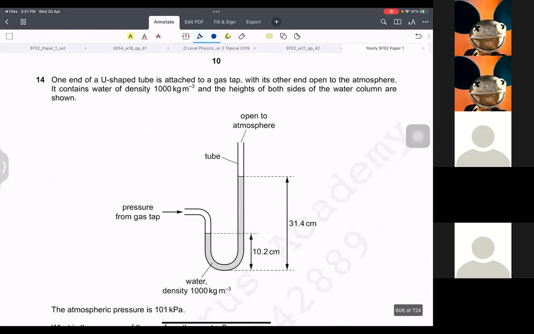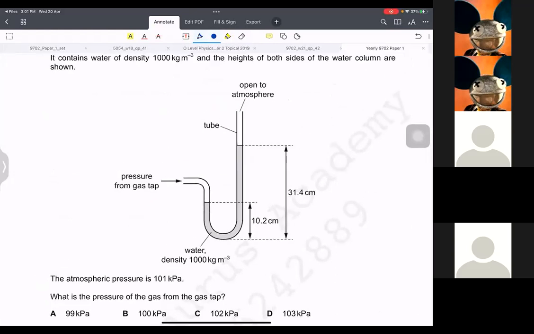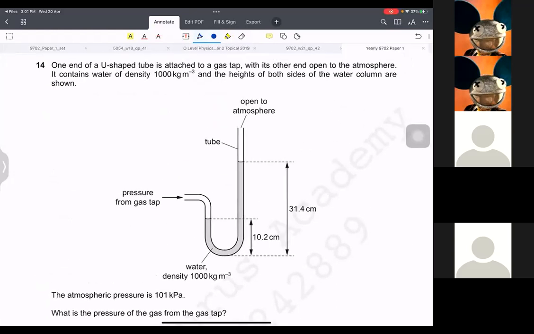All right, now going here. What is the pressure of gas from the gas tap? Okay. So first of all, I will see what is the difference in height to find the difference in pressure. Naturally, gas has pushed the liquid above atmospheric pressure. So the equation that I'm looking for is difference in pressure equals pressure of gas minus pressure of atmosphere, right?